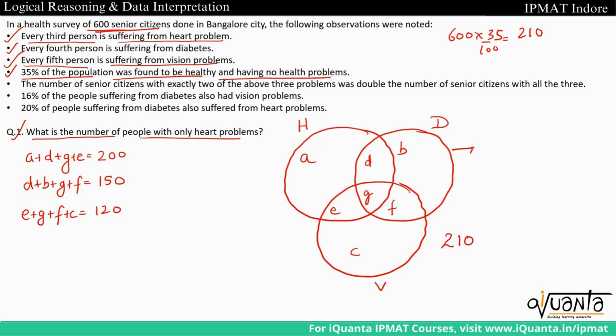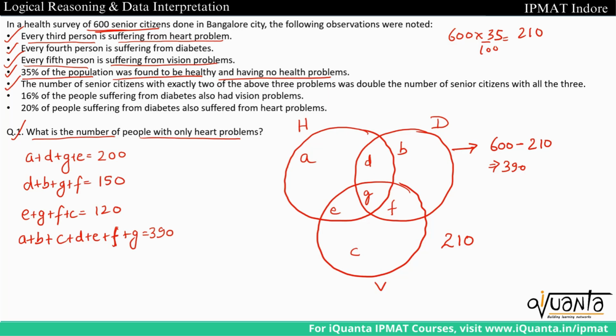So what is the total number of people who have one or more problems? It will be total number of people minus people who have no diseases, that means 390. So the total value of A plus B plus C plus D plus E plus F plus G will be 390. So let me write an equation over here. The total value of all 3 sets will be equal to 390. So A plus B plus C plus D plus E plus F plus G, this will be equal to 390. I hope this is clear.